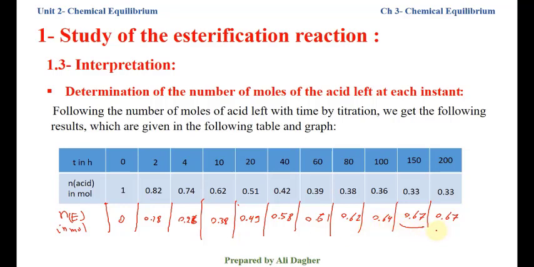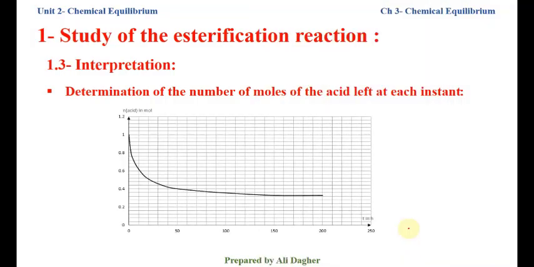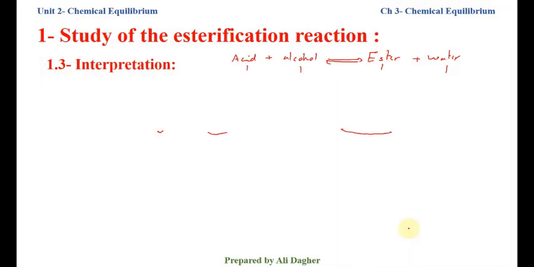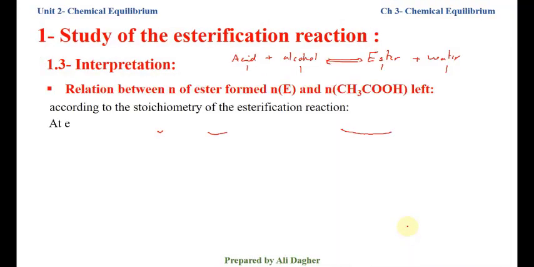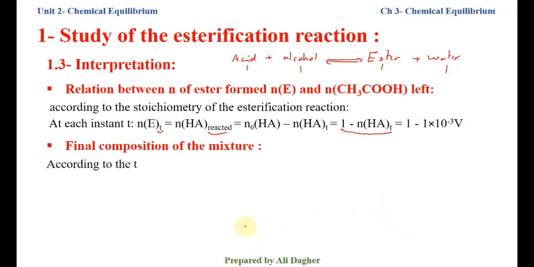Experimentally, the number of moles of ester obtained at the end equals 0.67 mole. This is the maximum number of moles obtained experimentally. Now, the final composition of the mixture.